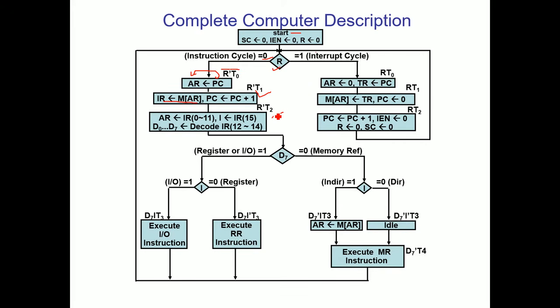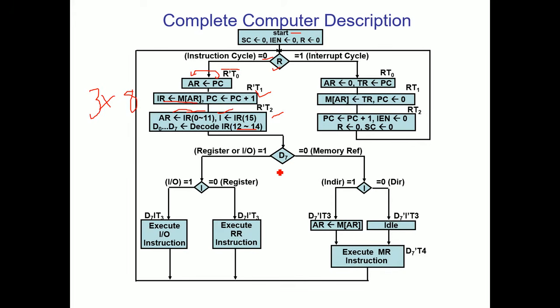We know that the instruction register contains 16 bits, from 0 to 15. The bits from 0 to 11 are loaded into the address register, and the bits from 12 to 14 are decoded with a 3x8 decoder. Why? Because there are 3 inputs from 12 to 14, so it produces 8 outputs from D0 to D7. And the 15th bit of the instruction register is transferred to the flip-flop called I, the indirect bit.